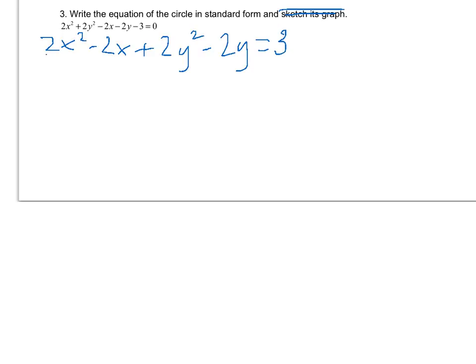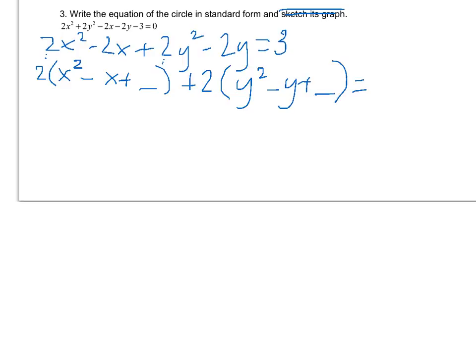Now those leading coefficients right there cannot be there when you are getting in standard form, because remember you need the quantity x minus h and y minus k squared. So there's no coefficient on that x or y term. So we need to factor that out. You guys have all seen this. We are completing the square. And then there's going to be a blank there because this blank will complete the square so we can get in that standard form. Plus 2 times the quantity y squared minus y plus our constant will equal 3.